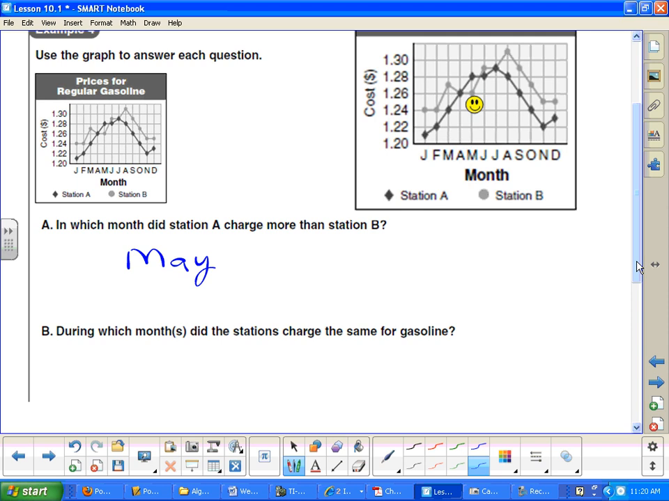During which months did the stations charge the same for gasoline? During which month or months did they charge the same? Okay, so here they're the same, which was in April. And over here, in our second J month, July. So April and July.